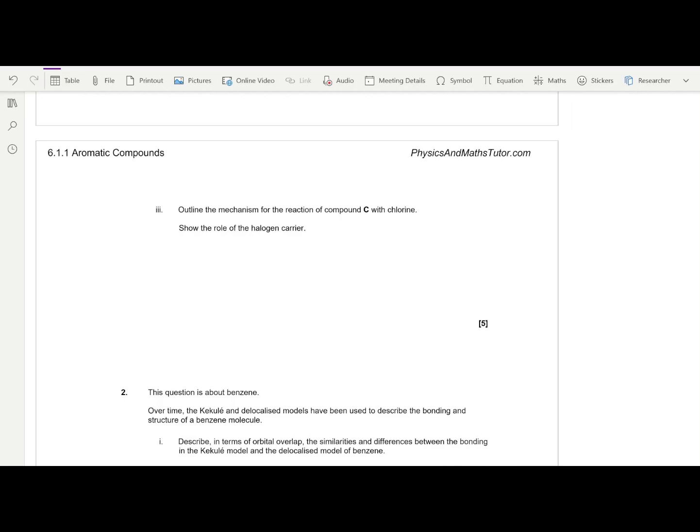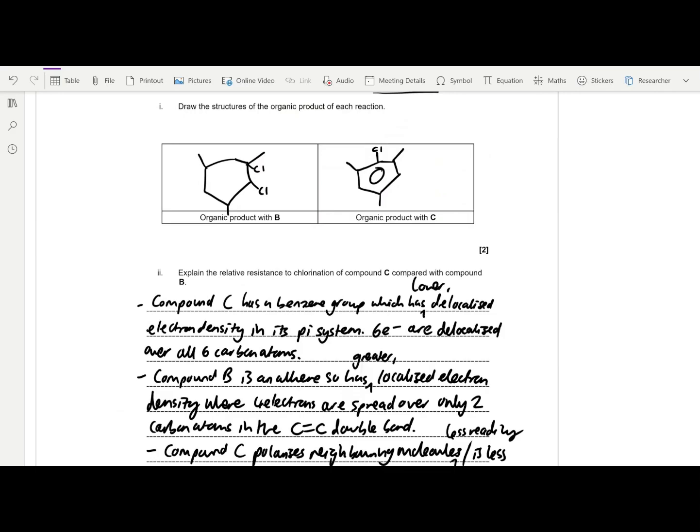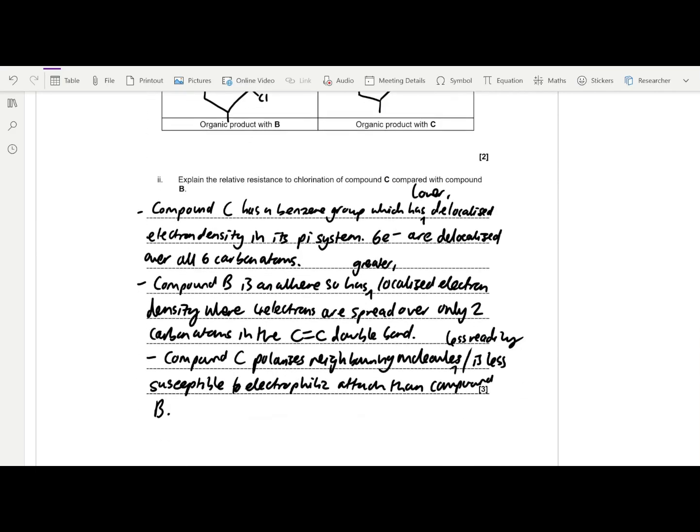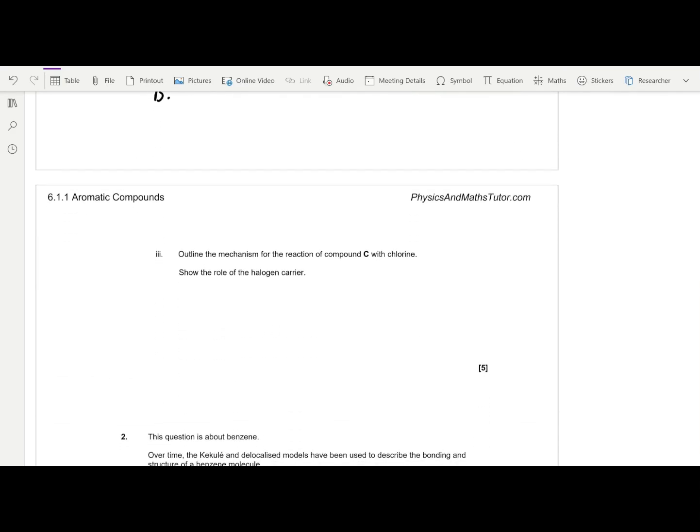Outline the mechanism for the reaction of compound C with chlorine. Compound C is the compound with the benzene ring, so we know that the mechanism is going to be electrophilic substitution. And the question also says, show the role of a halogen carrier. We've got 5 marks available for this question.